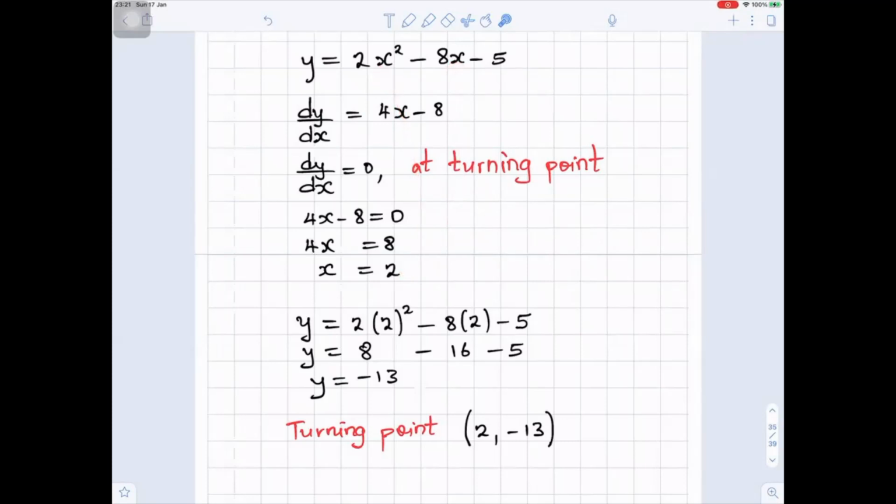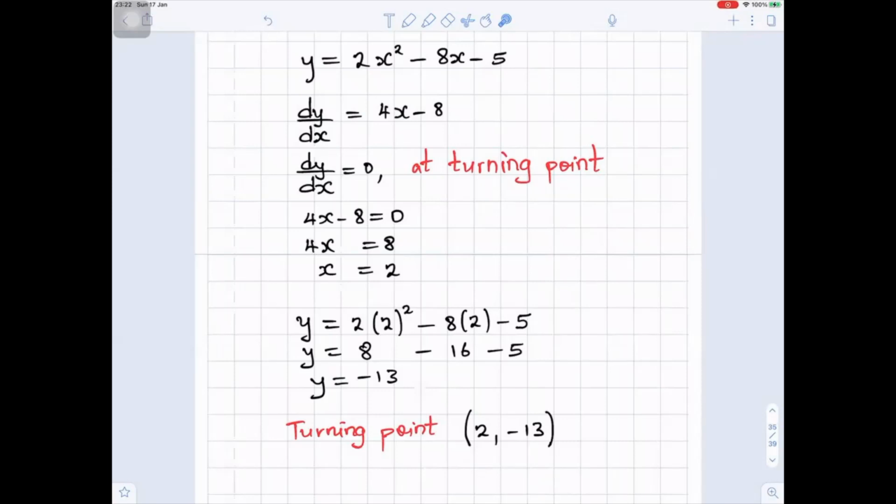So we get 2 times 2 squared minus 8 times 2 minus 5. So that gives you 8 minus 16 minus 5, and that gives you minus 13. So the turning point is 2 and minus 13. That's another way to get the turning point.